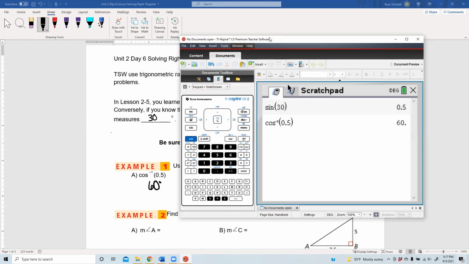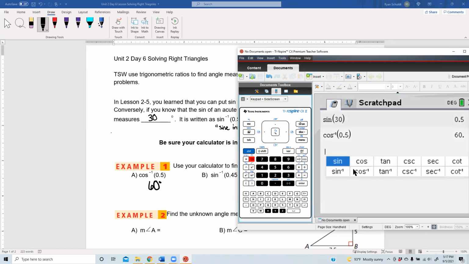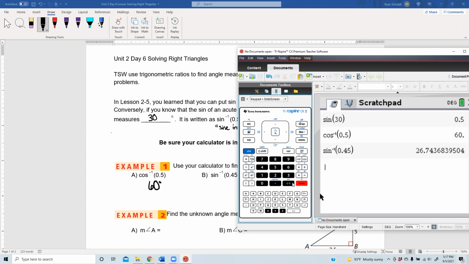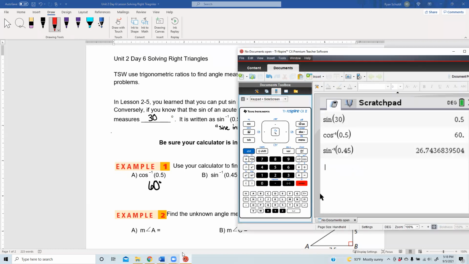Then they ask us to do the sine inverse of 0.45. I hit trig, sine inverse, 0.45, and that gives us a big long decimal, 26.7436839504. It says to round to the nearest degree, which means we need to round to the nearest whole number. So the nearest degree would be 27 degrees.